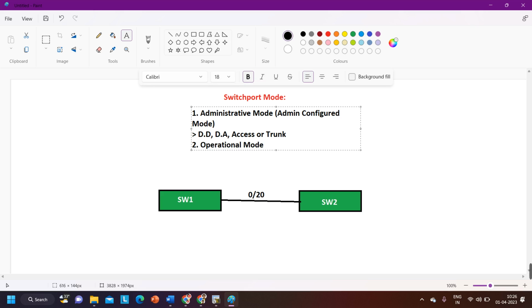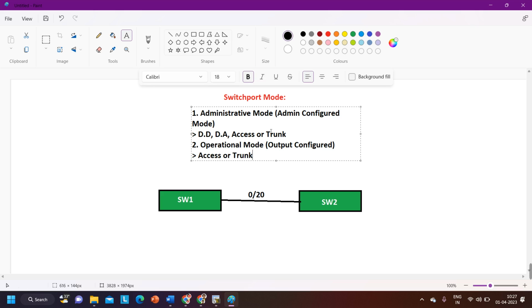And operational mode is the output configured on the switch port. Operational mode can be either access or trunk. So only two types of operational mode are there, right? Access or trunk. A switch port can be an access port or a trunk port only.